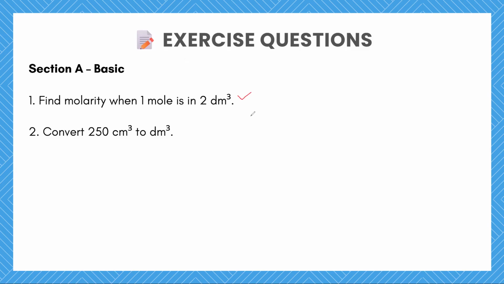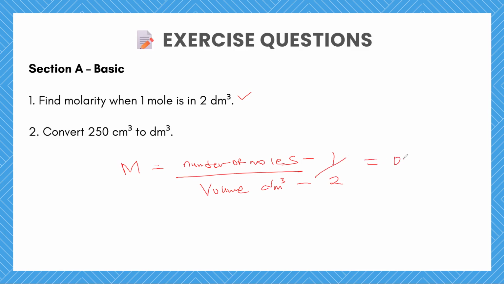Okay, so we know that molarity M is equal to the number of moles of the solute contained in the volume of the solution in dm cube. So let's plug in our values. The number of moles is 1. The volume in dm cube is 2. So therefore, the molarity becomes 1 divided by 2, which is 0.5 moles per dm cube.